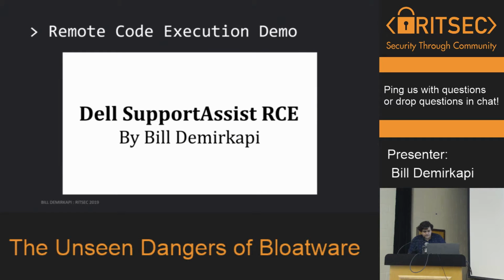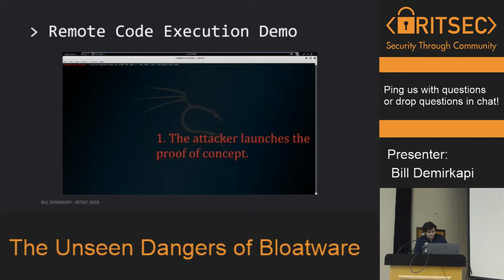So here's a video. Okay, so it might be a little bit hard to see here. This is Kali Linux, obviously. So the first thing the attacker has to do is actually start the proof of concept. We can see here the first thing it does is start a fake web server, start ARP spoofing, and then it'll send the ARP packets to the victim, and then it'll actually start DNS spoofing.